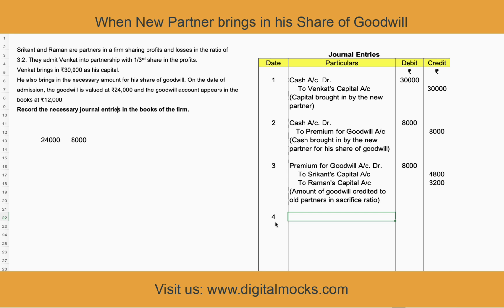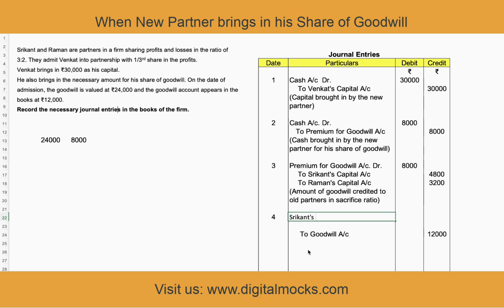Now, we know that goodwill is an asset. Assets are always debited, right? Now to write off the asset, we will credit the asset account. So, to goodwill account, this is the existing goodwill, 12,000. Now when we write off the goodwill, there will be a loss, because the asset is going from the records. We are removing the asset. And who will bear that loss? The existing partners, Srikanth and Raman. So I will debit their capital accounts, because they need to bear this loss.